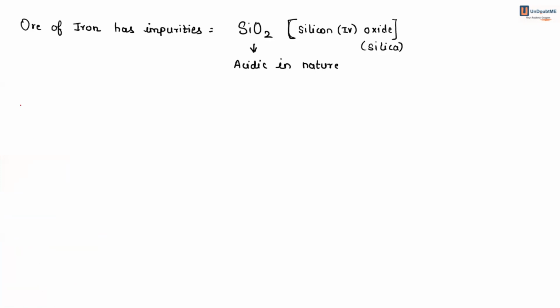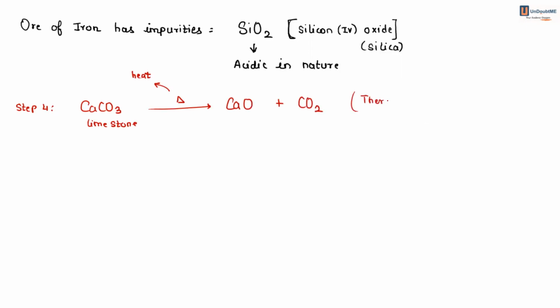So what happens in step 4 is, I want to remove this impurity which is acidic. So this calcium carbonate, which is limestone, undergoes thermal decomposition. This triangle sign is actually the heat sign, and it forms calcium oxide plus carbon dioxide, and it is thermal decomposition.